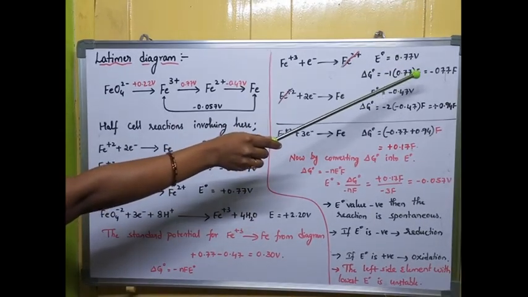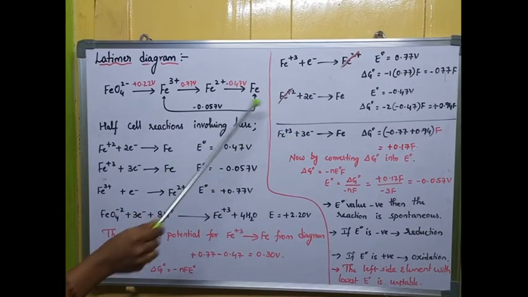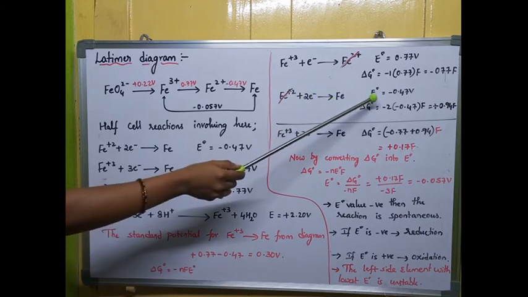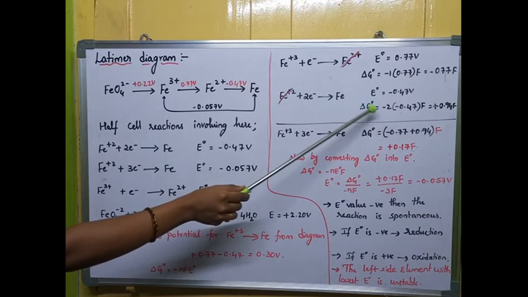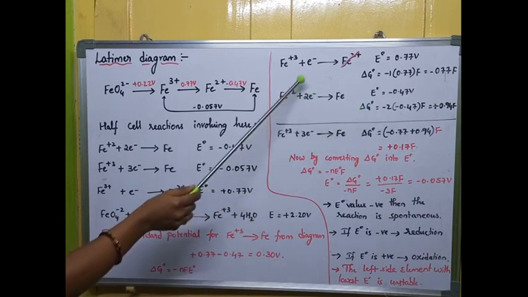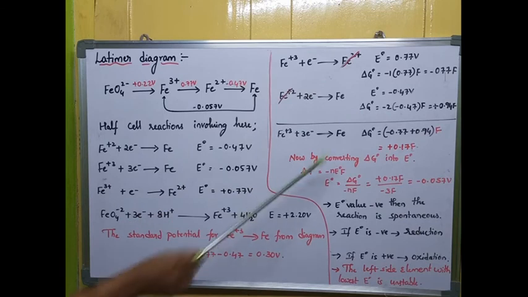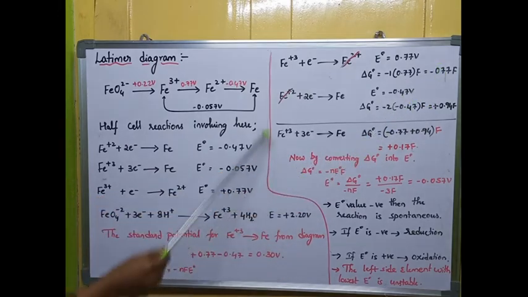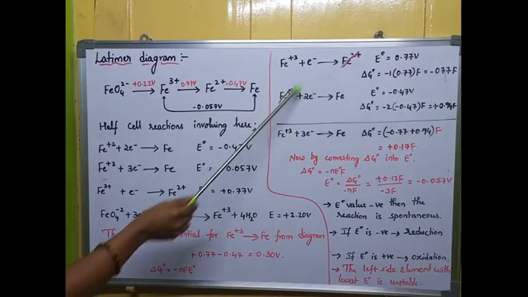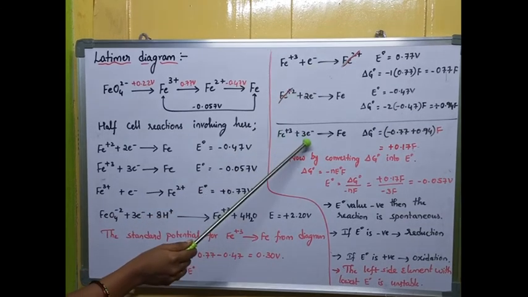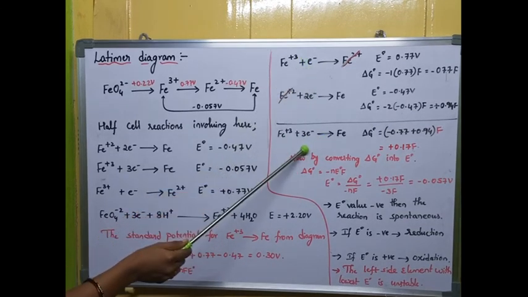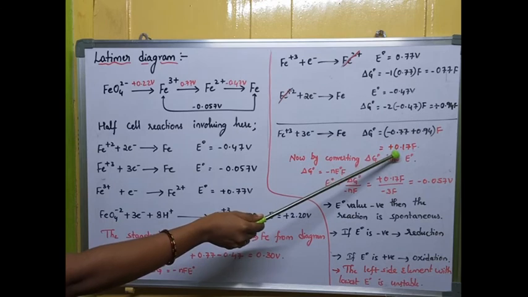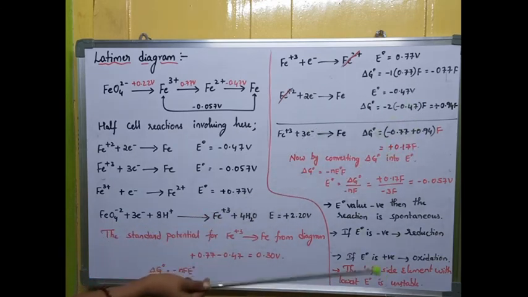That gives minus 0.77 Faradays. Next, coming to the next reaction, Fe2+ to Fe. Fe2+ requires 2 electrons to convert into Fe. Substituting in the delta G0 formula, 2 electrons are involved in this change. So minus nFE0 gives minus 2 into minus 0.47, which is plus 0.94 Faradays. If you take the total reaction, Fe2+ will be cancelled, and Fe3+ requires 3 electrons to convert to Fe. If I add both delta G0 values, I'll get 0.17 Faradays.